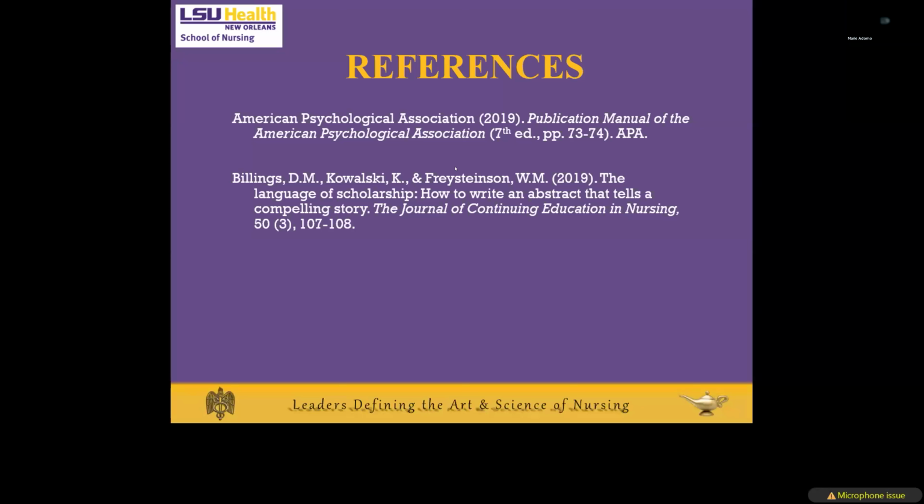for references, you can always check your APA manuals too, because in the APA manual, they actually have, in the 7th edition on pages 73 to 74, a list on how to write a proper abstract in APA format. And I also included an article on how to write an abstract to tell a compelling story. It's an article that gives a lot of good background on summaries of what we're saying here.